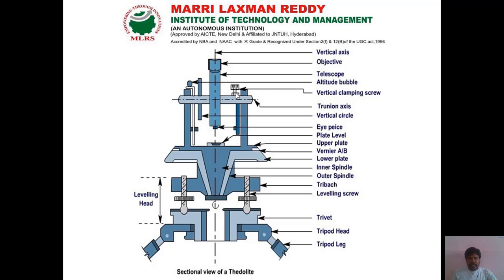So here I am having the vertical clamping screw, okay. By loosening and tightening this, I can arrest the movement of the telescope. When I loosen it, the telescope can be rotated in the vertical plane easily. If I tighten it, then the telescope won't move.